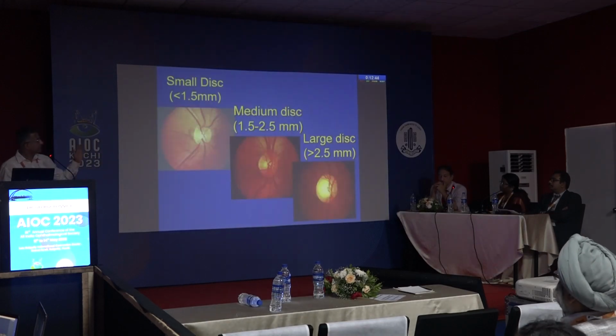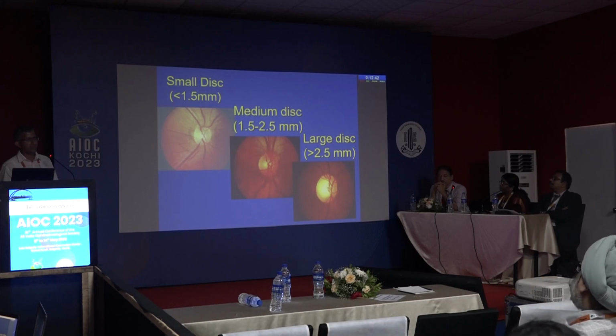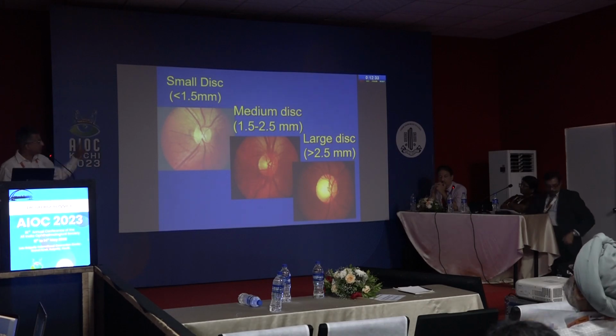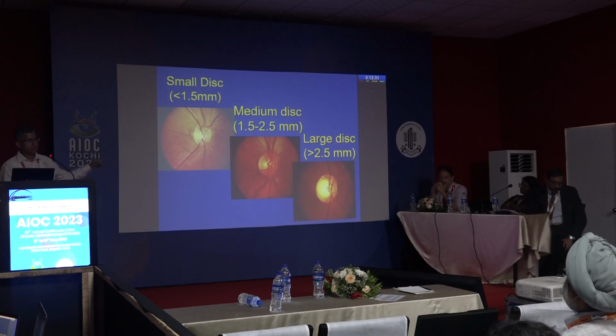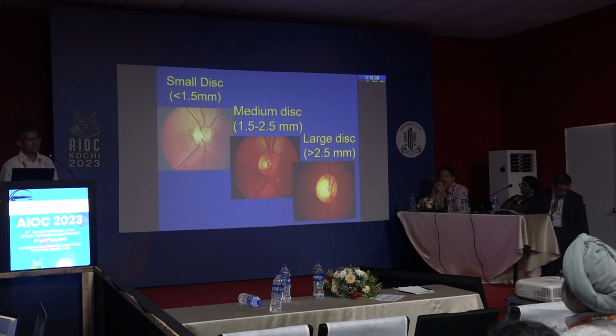In general, we classify discs like this. A small disc is less than 1.5 millimeters, a medium disc is 1.5 to 2.5 millimeters in area, and a large disc is greater than 2.5 millimeters. And you can see that all three of these are normal discs, but see how the cup has changed in these three discs.